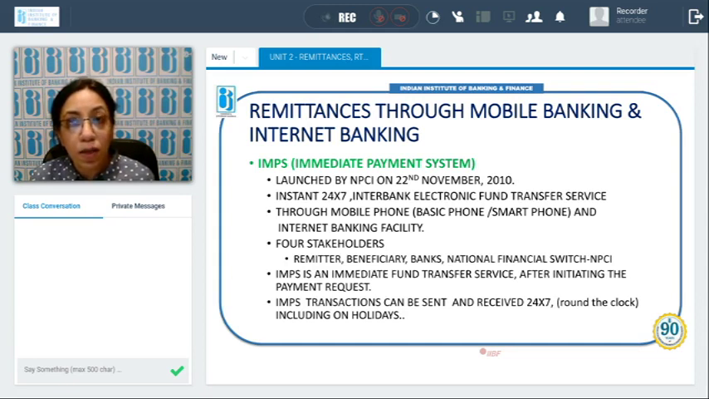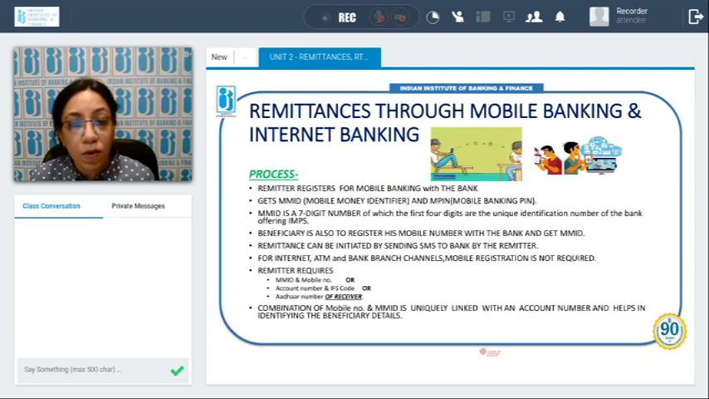IMPS is an immediate fund transfer service after initiating the payment request. The transactions can be sent and received 24/7 round the clock, including holidays. This is the most important feature of IMPS, Immediate Payment System. The process is: the remitter registers for mobile banking with his bank.